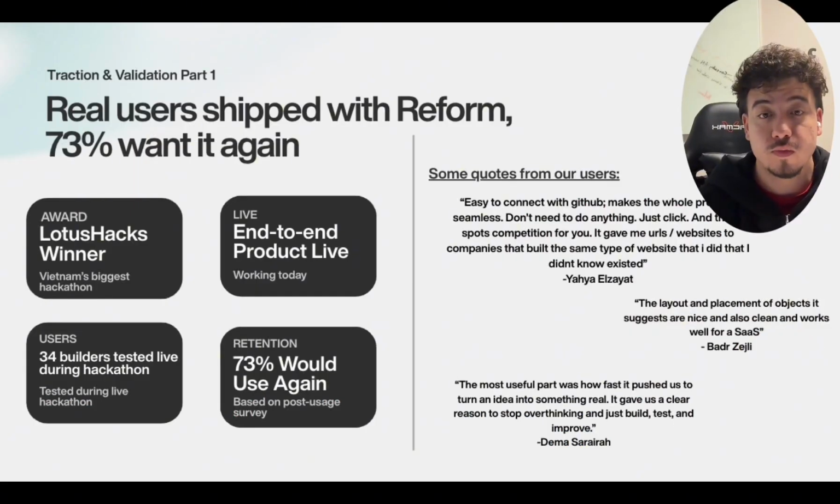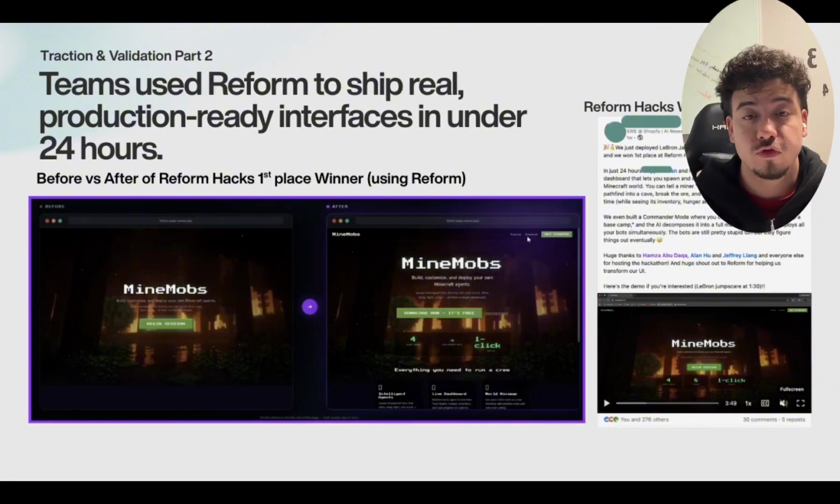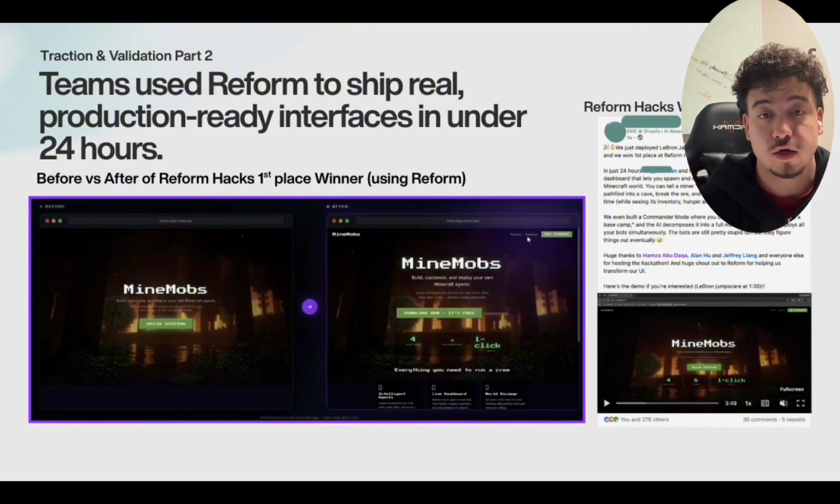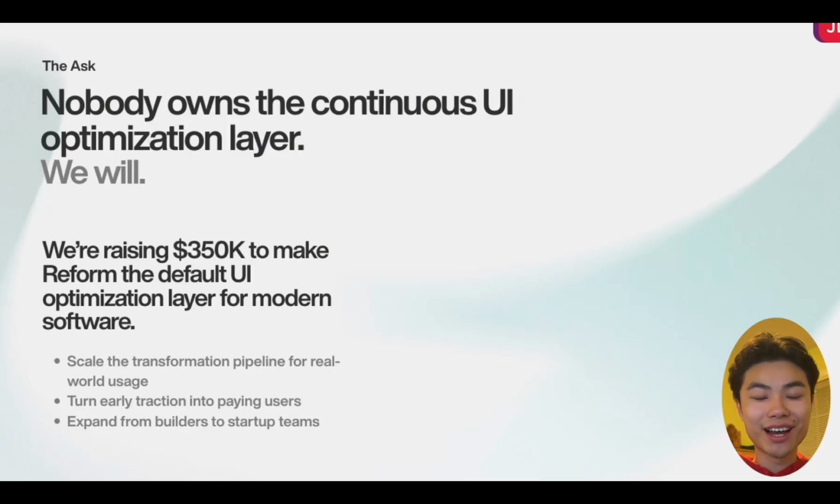We tested Reform with real builders in a live environment. 34 teams used it to improve their projects during our hosted hackathon. We're raising $350,000 to make Reform the default UI optimization layer for modern software.